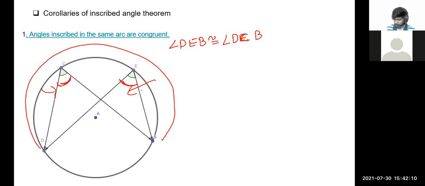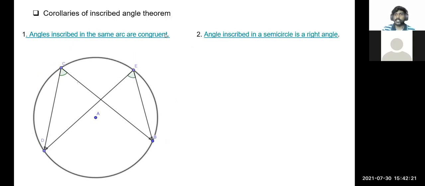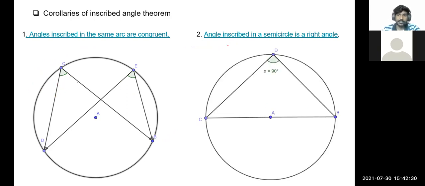Second one, let's see. Angles inscribed in a semicircle. Now, in a semicircle, if an angle is inscribed, then that angle will be 90 degrees. So if you see, CD is the diameter of the circle, and angle CAD is inscribed inside the semicircle. So any angle which is inscribed inside the semicircle will be a right angle, that is a 90-degree angle. Is this fine? The two corollaries?